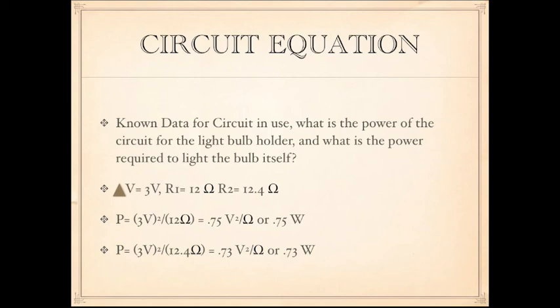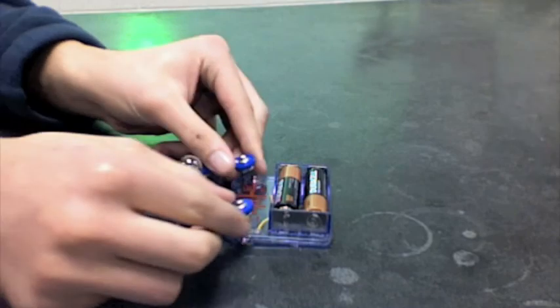And then if you plug it into our equation, this is how much power is going through the light bulb holder: 0.75 watts. And how much power is going through the actual light bulb itself, because it's a little bit of higher resistance, is 0.73 watts. And it lights. And it's also a closed circuit, that's how the current passes through.